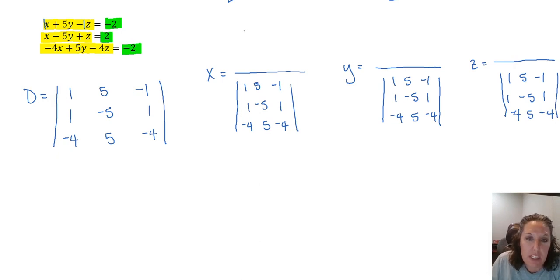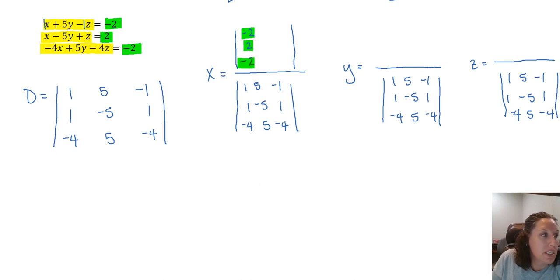and paste this matrix in the numerator, but instead of using the x coefficients, we're going to replace them with our constants. So our first column is going to be those constant values. Everything else is going to stay the same. So we're still going to get 5, negative 5, 5, and negative 1, 1, negative 4.